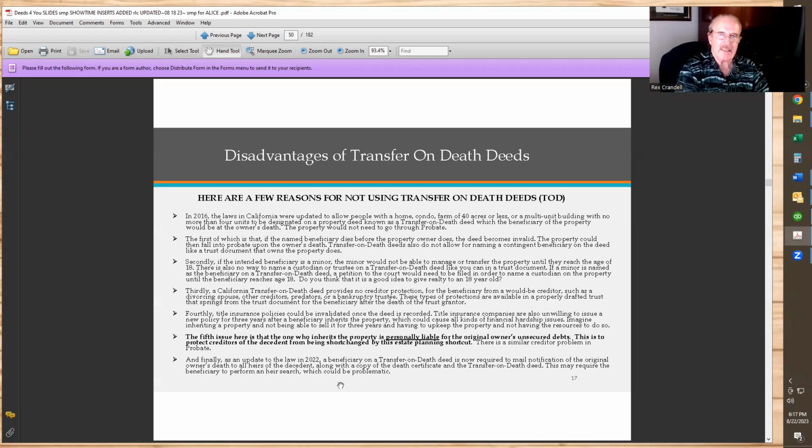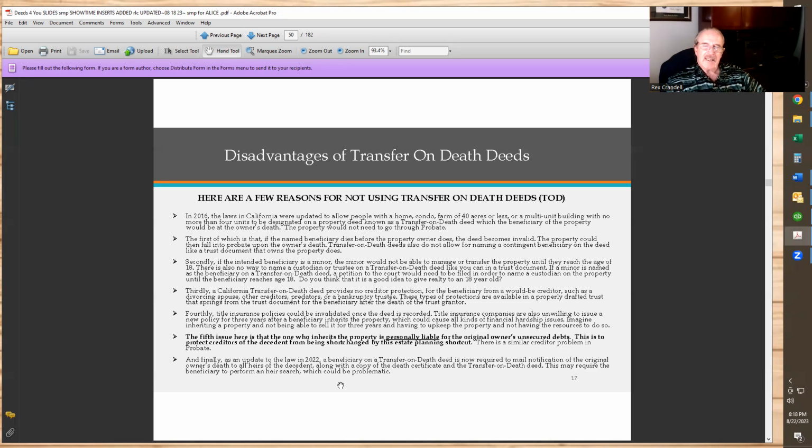And then you can revoke it at any time, but they added a new feature in the law in 2022 where the beneficiary has to notify all of the heirs of the transfer on death deed, and then they have to file another notice with the county recorder stating that they told all the beneficiaries about the transfer on death deed and that they gave them proper notice and they have a right to challenge it.